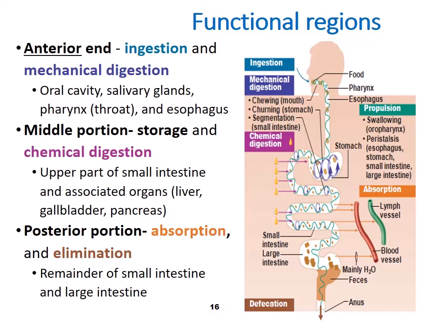So the upper part of the small intestine and the associated organs there, like the liver, the gallbladder, and the pancreas, are going to be important for chemical digestion. And then the posterior portion is going to be involved with absorption, although the middle portion does absorption as well. We'll get to more specific regions, but this just gives us an overview. So the posterior portion, absorption and elimination are big roles there.